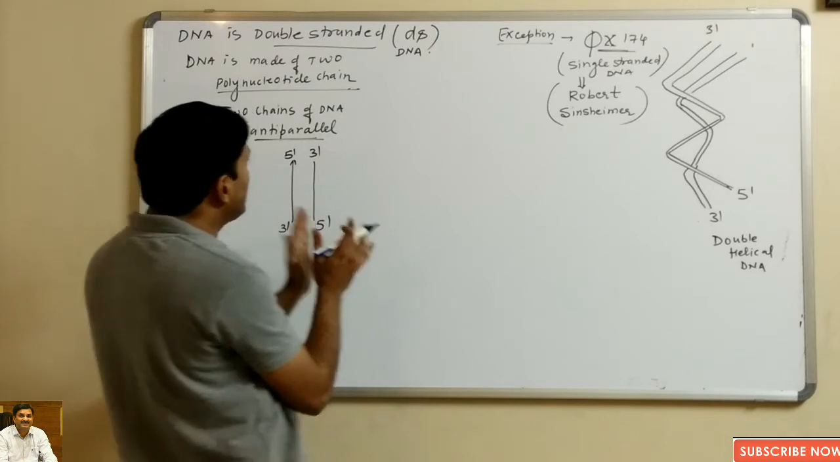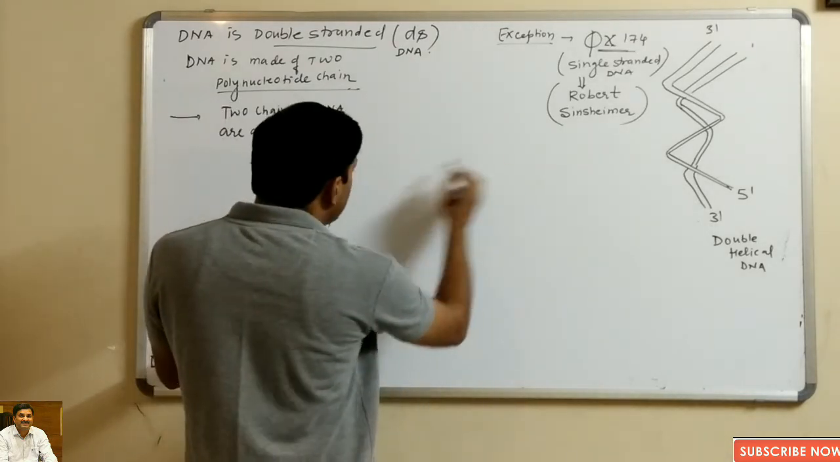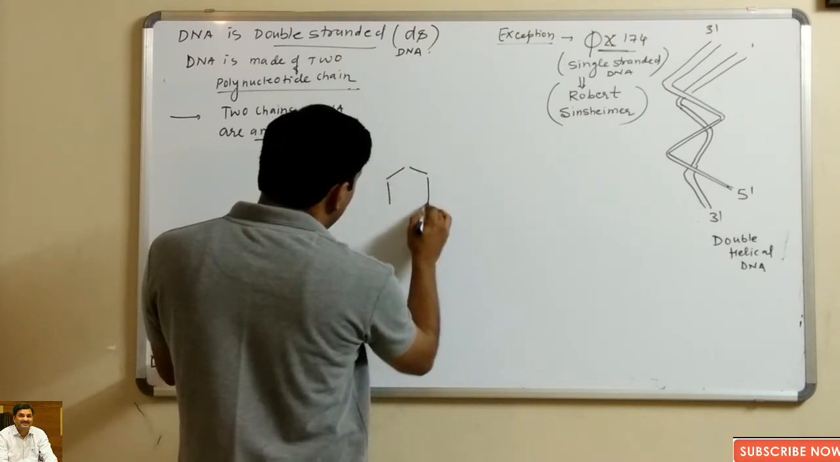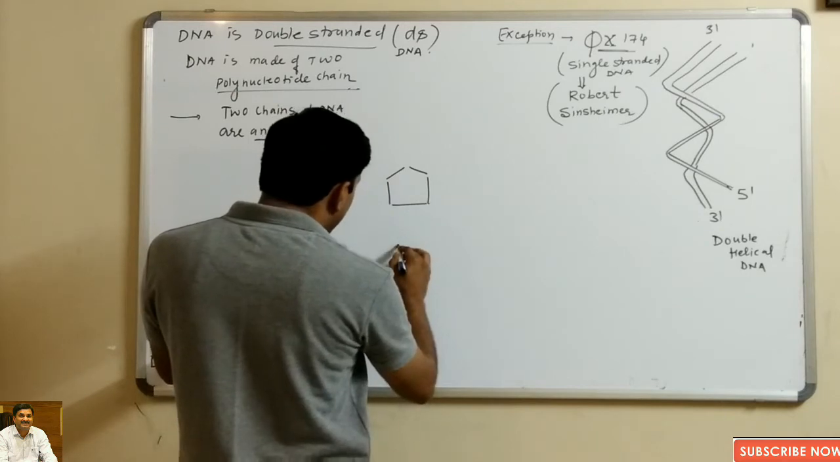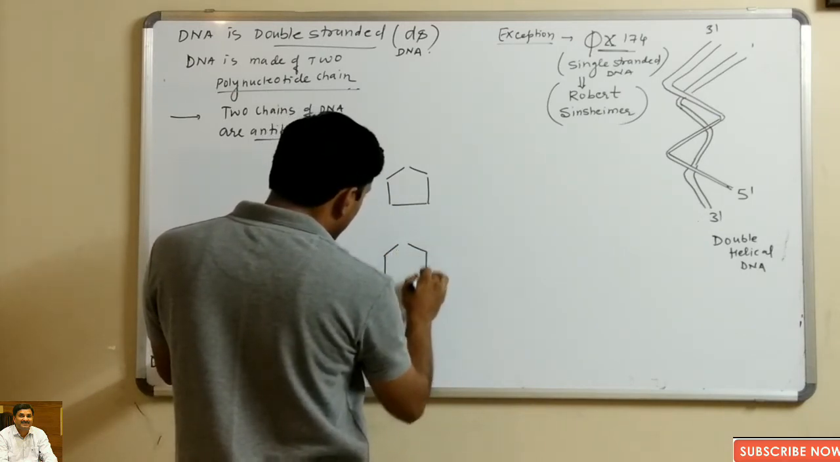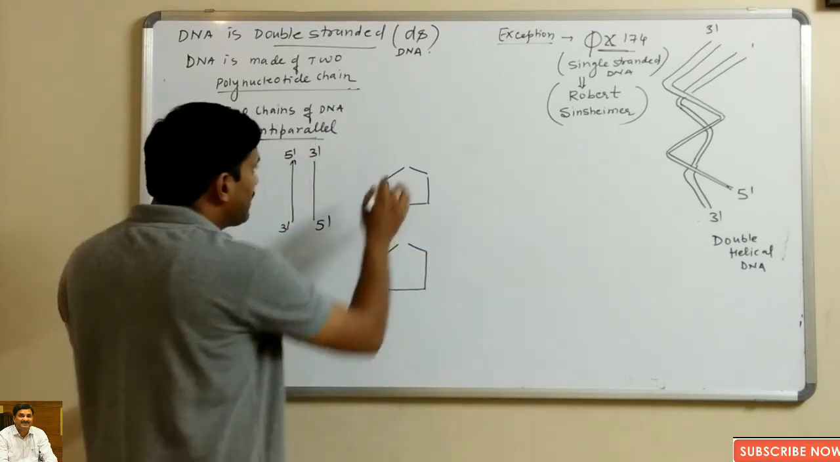To prove that the two chains run antiparallel to each other, we will make a detailed structure of the two chains. Say, I am making sugar here. This is a pentose sugar, and this is another pentose sugar. Now try to understand it. These two chains are antiparallel to each other.